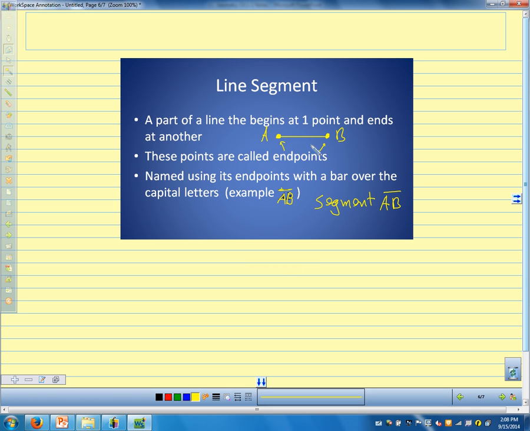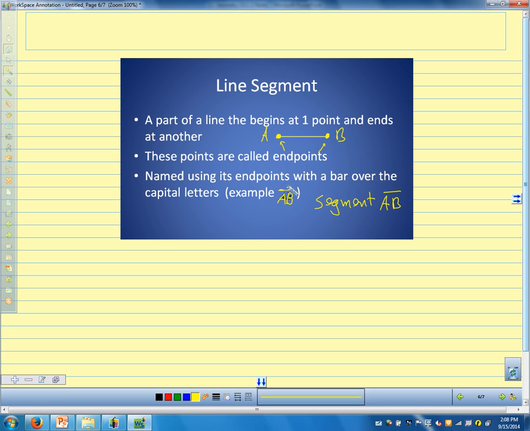So your picture, this would be your picture, segment AB. This is how we name it. This is how we would name a segment with proper notation, with a bar over the endpoints. So that was what we named before when they said, is this the proper way to name this line? It was actually naming a segment.